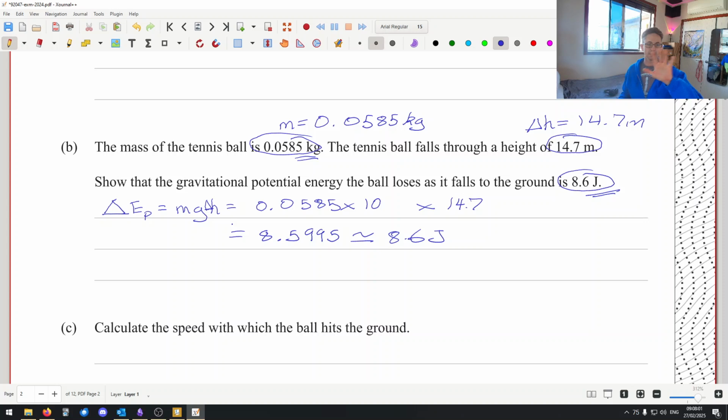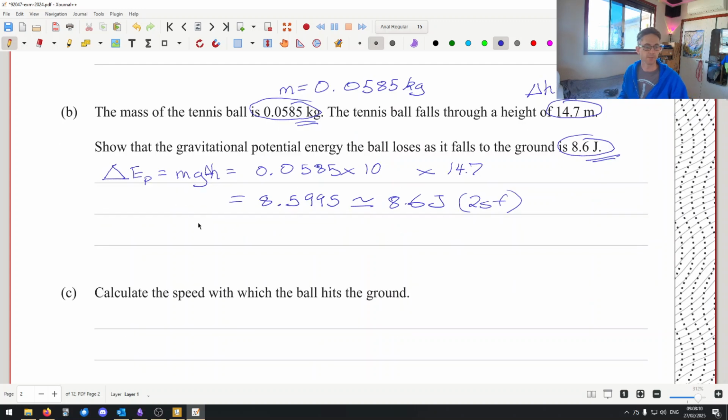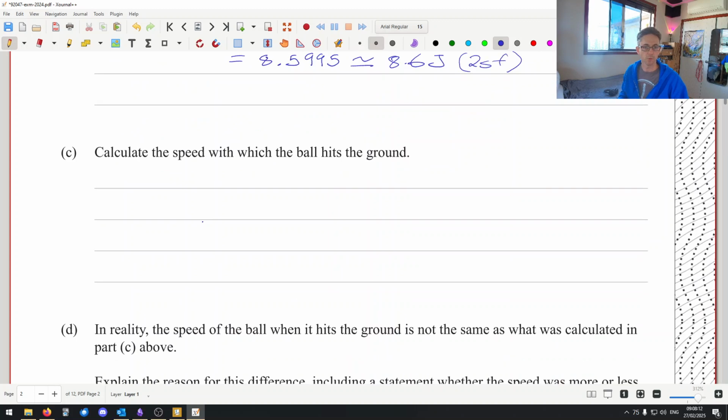And so they just want to see that you've done your working. That's 2 SF. And they'll go, cool, that's a tick. Cool, calculate the speed at which the ball hits the ground.